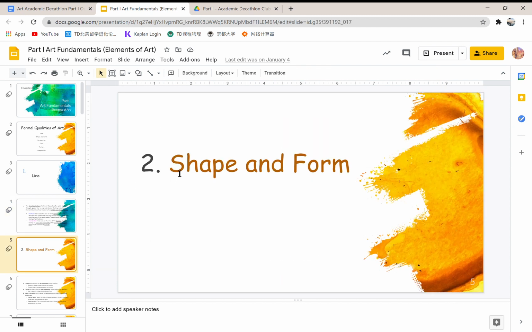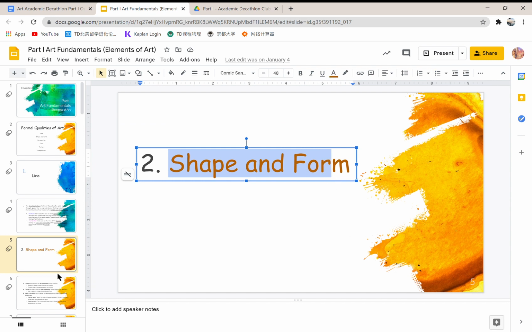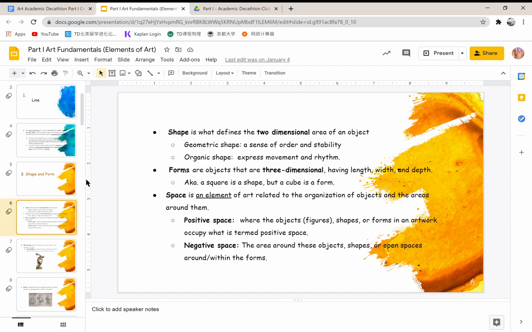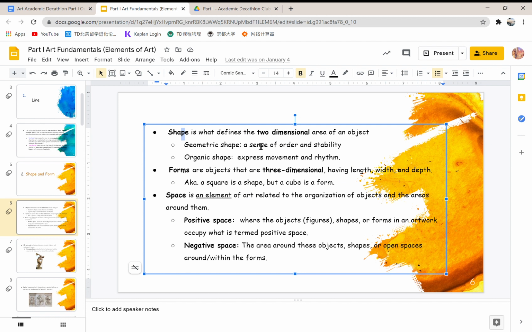The second one is about shape and form. So what are they? Shape is what defines the two-dimensional area of an object, like geometric shape, a sense of order and stability, and organic shape to express movement and rhythm. Forms are objects that are three-dimensional, having length, width, and depth. For example, a square is a shape, but a cube is a form.